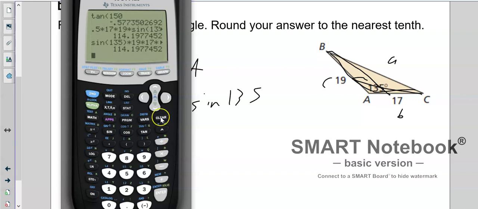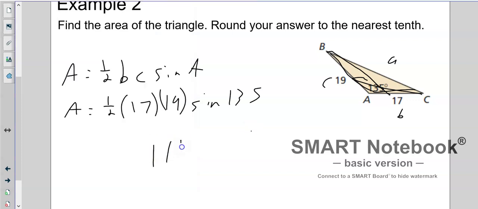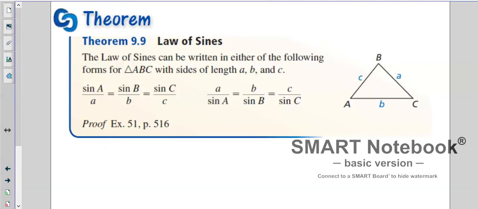And it says round to nearest tenth. That's right here. The 9 is going to make it round up to 2. So the answer is 114.2 units squared. Okay? Pretty simple formula. Just got to kind of go with it.